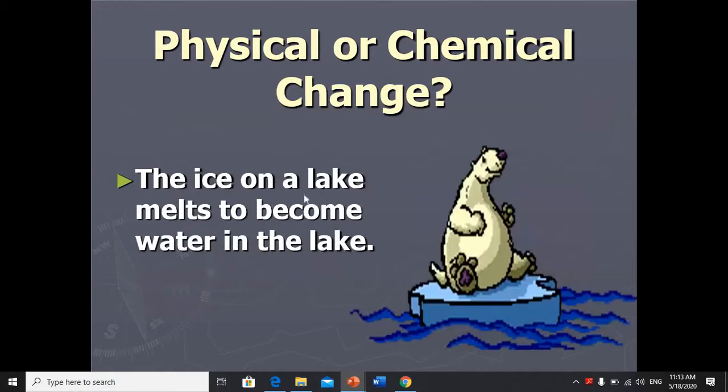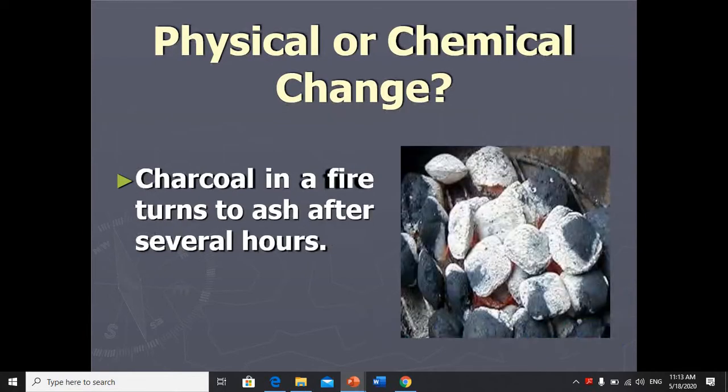The ice on the lake melts to become water in the lake. So when the ice melts, it's still water as it is. So I cannot consider this a chemical change. It's only a physical change because it changed from one state to another, but the matter stays as it is. If I put coal on the fire, it turns to ashes after several hours. So I will consider this physical or chemical? Yes, excellent. It will be chemical because we cannot turn the ashes back to the first state. So this is a chemical change.